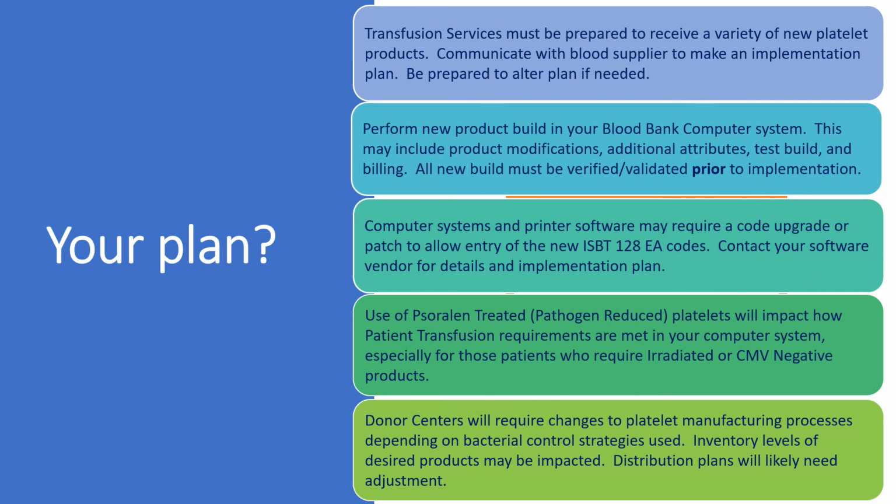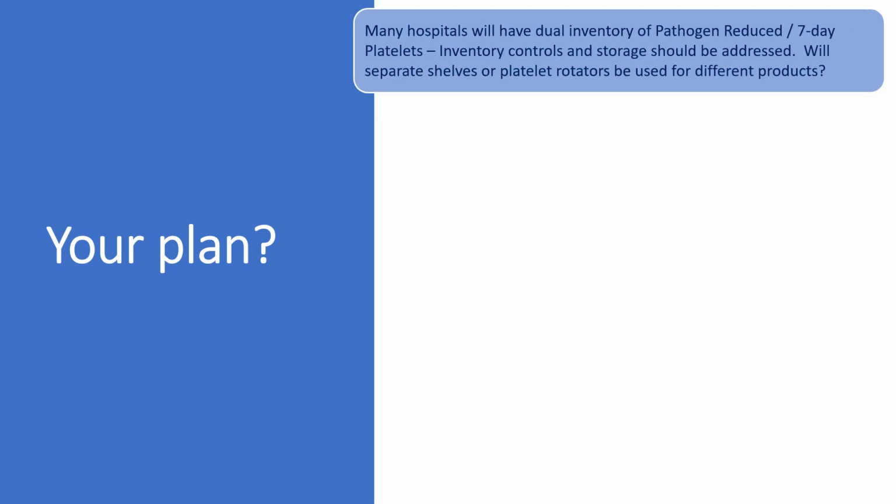Donor centers will require changes to platelet manufacturing processes, depending on what bacterial strategies they are using. Inventory levels of desired products may be impacted. Distribution plans will likely need adjustment. Many hospitals will have dual inventory of pathogen-reduced and LVDs platelets. Inventory controls and storage should be addressed. Will separate shelves or platelet rotators be used for different products? How will you keep your inventory separate?